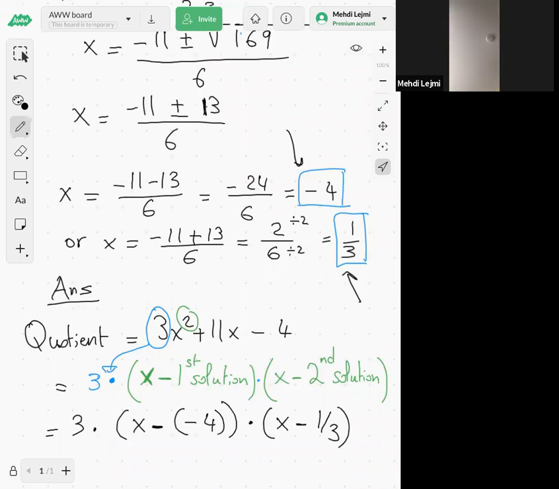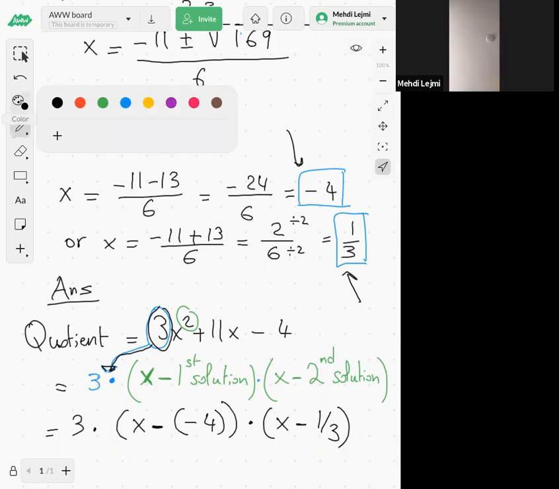Right? So this is a factorization of my quotient. Is there any question, guys? All you have to do is solve your quotient equal to 0, and then the factorization is always of the form, let's say your quotient is a quadratic function, x minus the first solution times x minus the second solution. And just don't forget to put the number in front of x squared here.